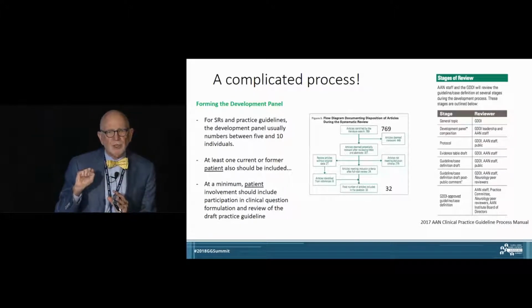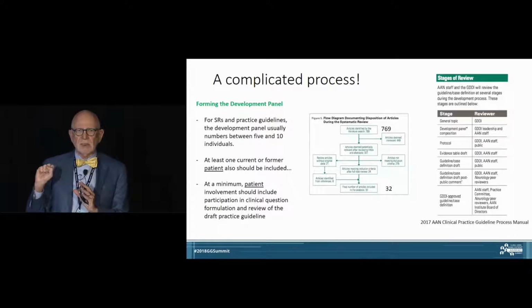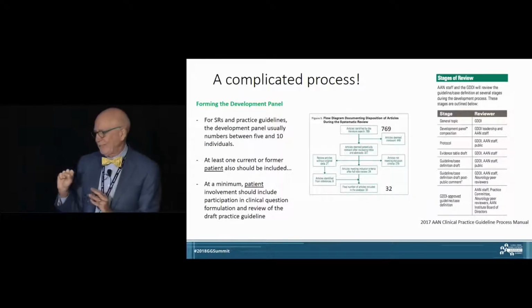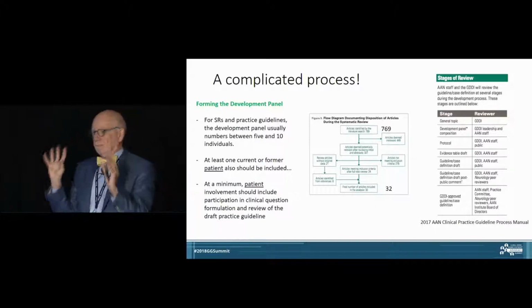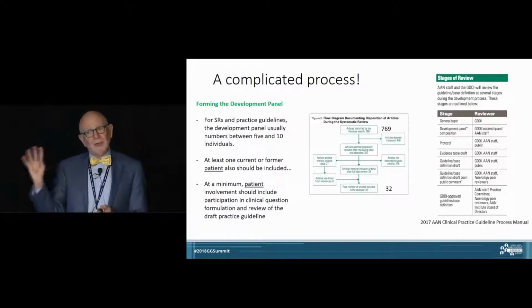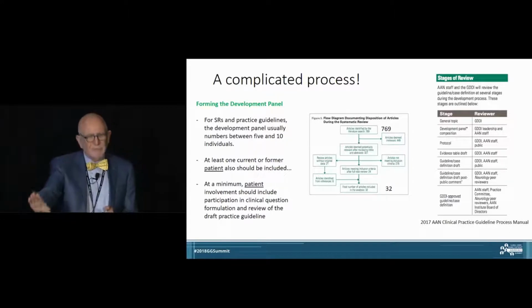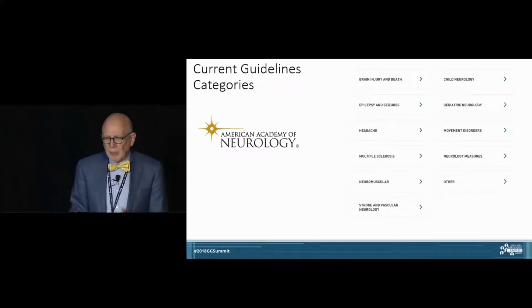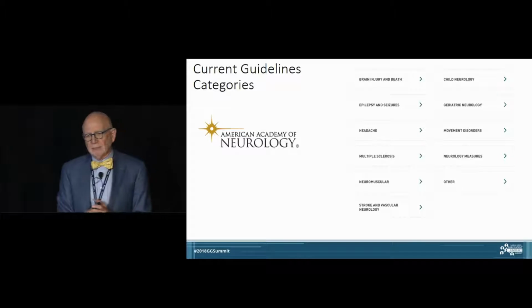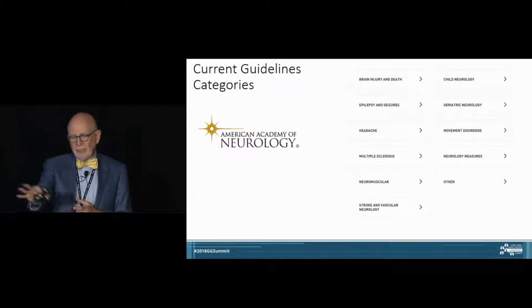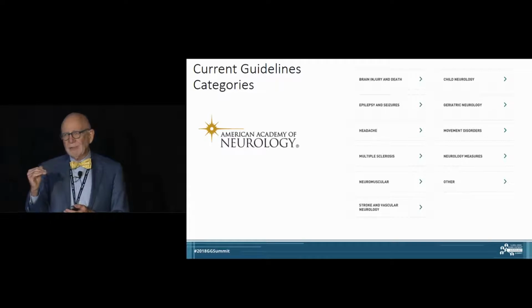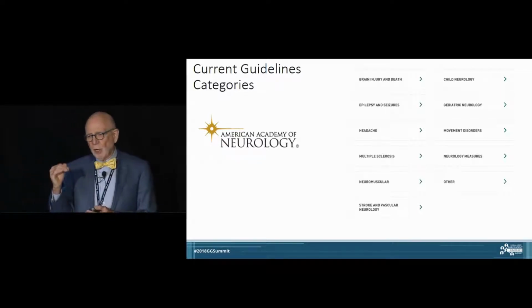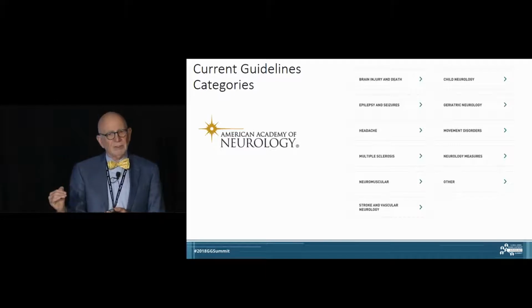I was involved with one that started in 2007. It was published in 2017. It was painful, but it was very good. So it's very, very complicated. The American Academy of Neurology has a bunch of guidelines, and I've just listed them here. Each arrow lists the specific guidelines in every category. And just to say that a lot of genetic disorders are embedded in the guidelines.